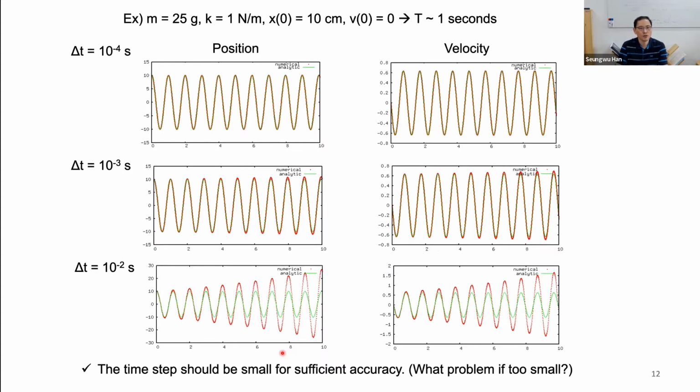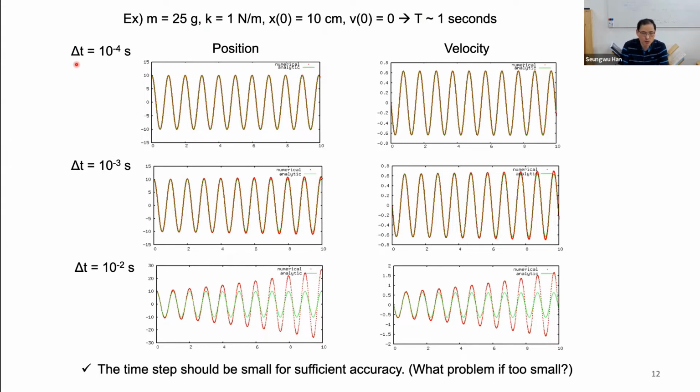Right. So let's take a concrete example with the mass and spring constant, the position at 10 centimeters, and v0 equals 0. So we simply stretch the spring and then let it go. And in this case, the period is 1 second. So here, these are the numerical results in comparison with the analytic solution and with different time steps.